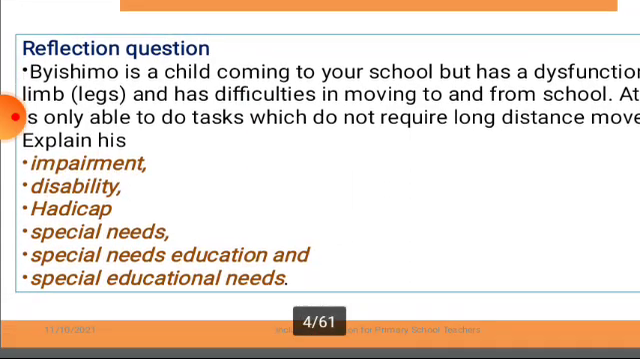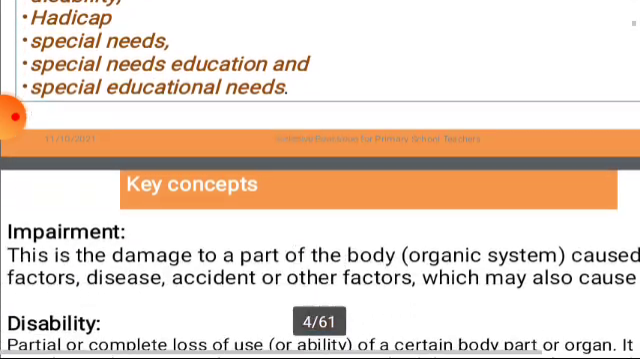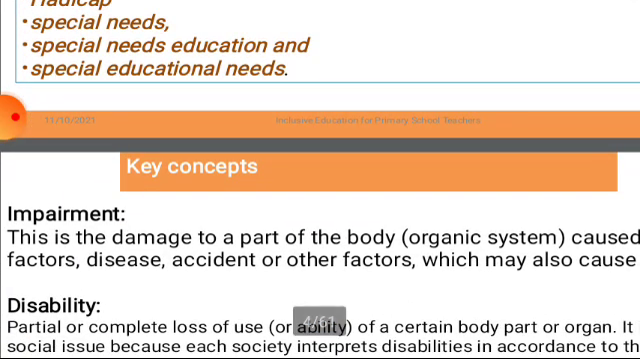Let's start with the definitions, the explanations about these points. The first point is impairment. As I said, each and every teacher must know, must implement, must consider these concepts, as well as everyone who is in education matters, who is concerned with education. So let's start with impairment.